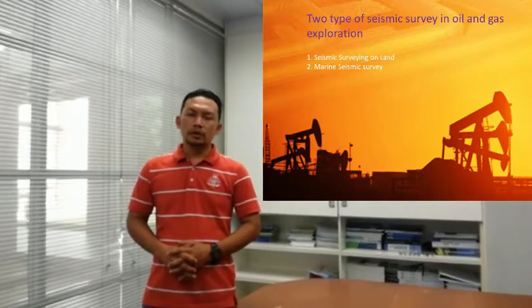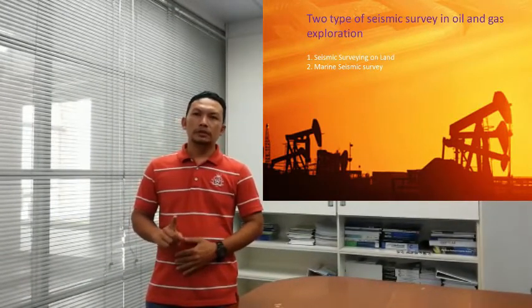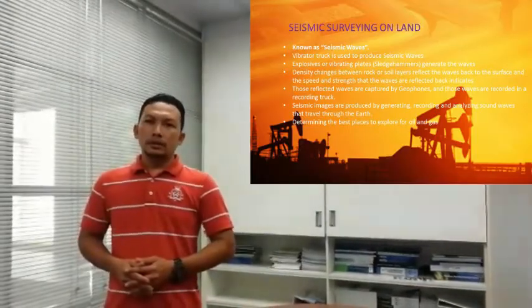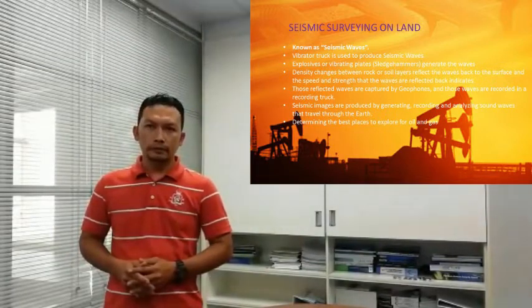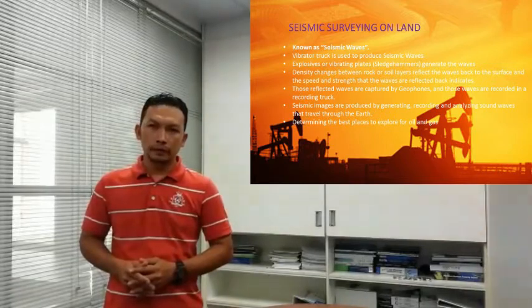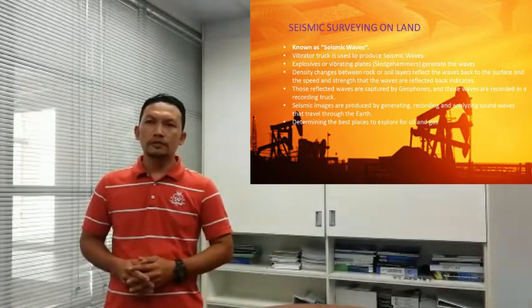There are two types of seismic survey in oil and gas exploration. Number one, seismic survey on land, and number two, marine seismic survey. Seismic surveying on land: in this, sound waves known as seismic waves are sent inside the earth. Sound producing machines such as vibrator trucks are used to produce seismic waves. Explosives or vibrating plates generate the waves and a line or grid of geophones record them.